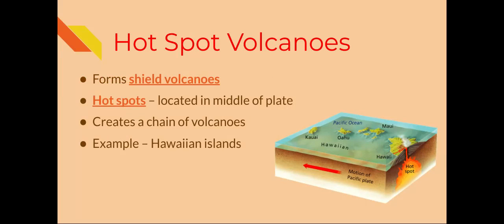Now I want to talk about hotspot volcanoes. Hotspot volcanoes are going to form shield volcanoes. Hawaii is actually an example of a hotspot volcano, so the Hawaiian Islands. Hotspots, again, are located in the middle of the plate, and that's because the magma breaks through the plate itself, and it can create a chain of volcanoes.